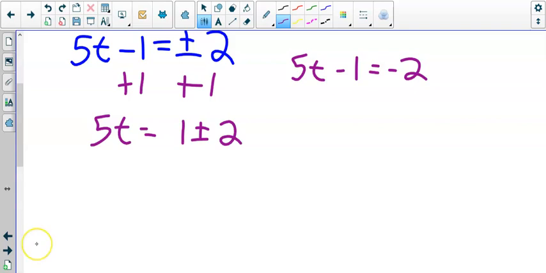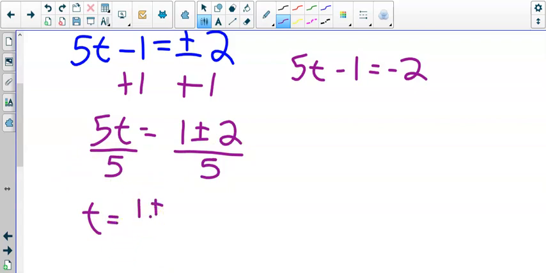And then now, how do I get the t by itself? Divide by 5. So t is equal to 1 plus or minus 2 all over 5. And this is where I'm going to get my 2 answers. Because one of my answers will be 1 plus 2 over 5. The other answer will be 1 minus 2 over 5.